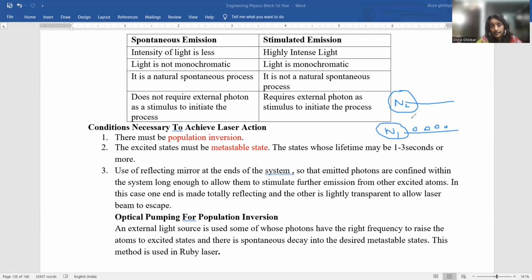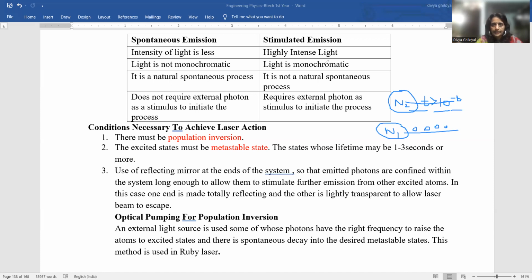The excited state must have a metastable state. Metastable state means that, by the spontaneous process, the atom stays in the excited state for 10 to the power of -8 seconds. If we increase this time of the atom staying in the higher state, then that state is known as a metastable state. Use of reflecting mirrors at the end of the system.